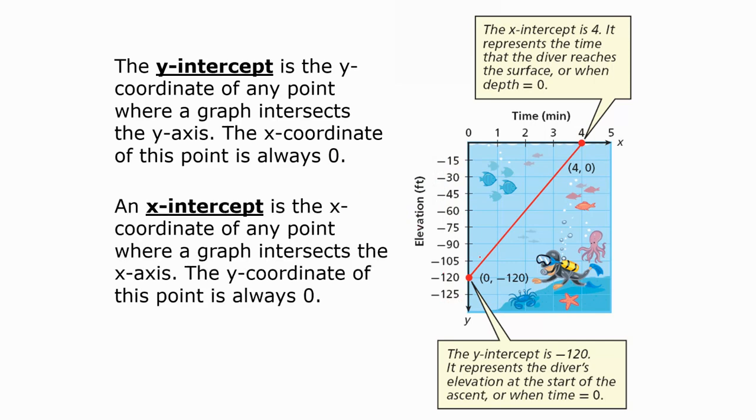Here's an illustration of that. Here I have the y-intercept when the x is 0. That would be down here at negative 120. And we have the x-intercept at 4. That's when y is 0. Our goal today is to be able to graph using intercepts.